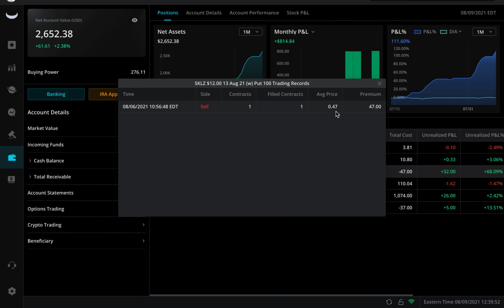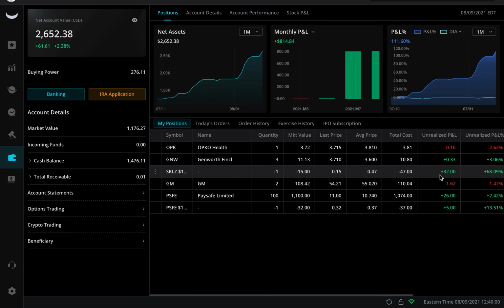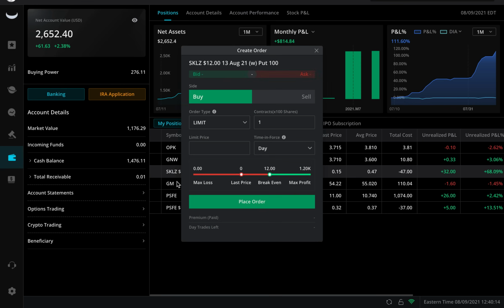I received 47 cents per share. Remember, there's 100 shares in each contract. So I received $47 for selling this put. And if you take a look down here, I'm already up $32. So in order to close this, what we can do is hover over this again. And again, we're going to click on this little icon here. And the other thing on here is close order. So we're going to click on that.